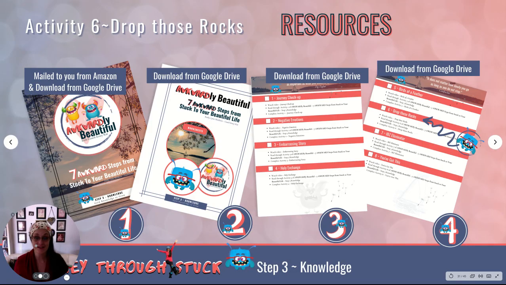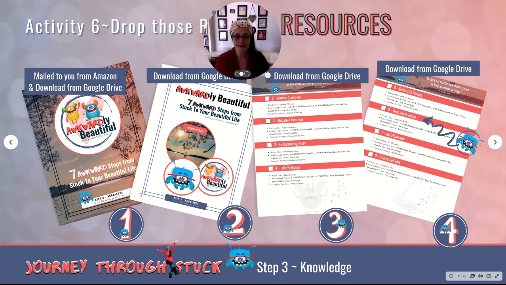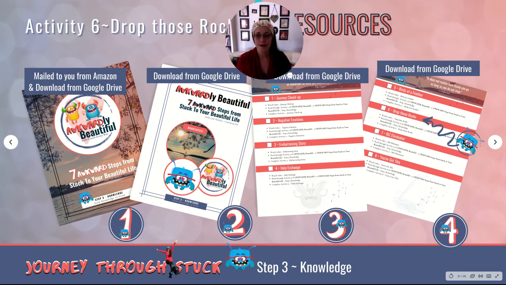Okay, make sure you have your resources. By now, I'm sure you know where they all are, but you've got the book, which comes from Amazon and from the Google Drive. You've got your worksheets, which you can download from the Google Drive. Make sure that you have your checklist so you know that everything is done. We're already on number 6. Yippee, yippee, yippee. Drop those rocks.